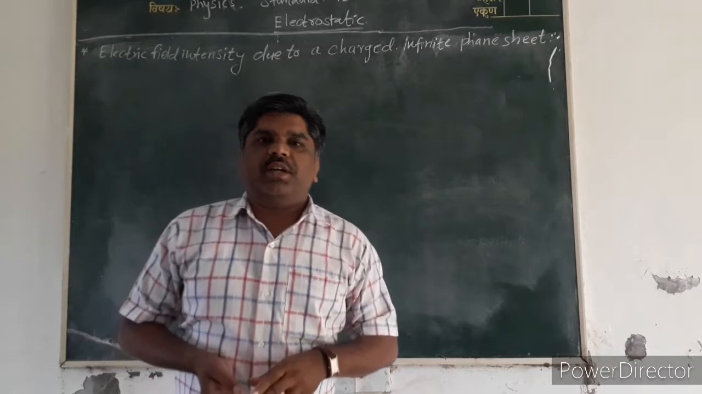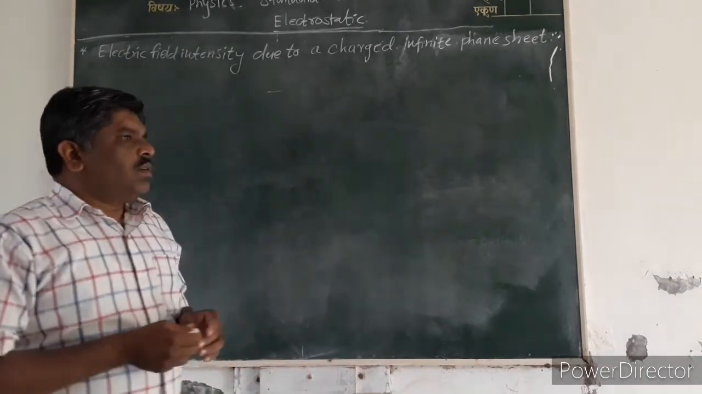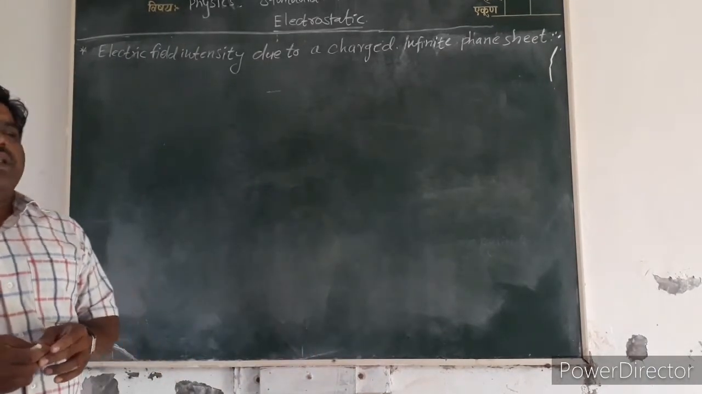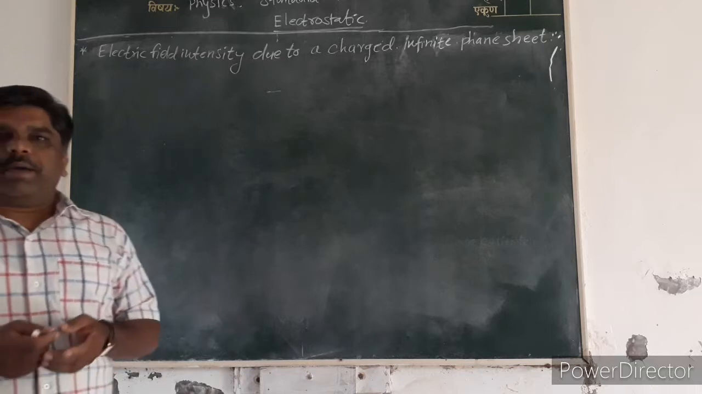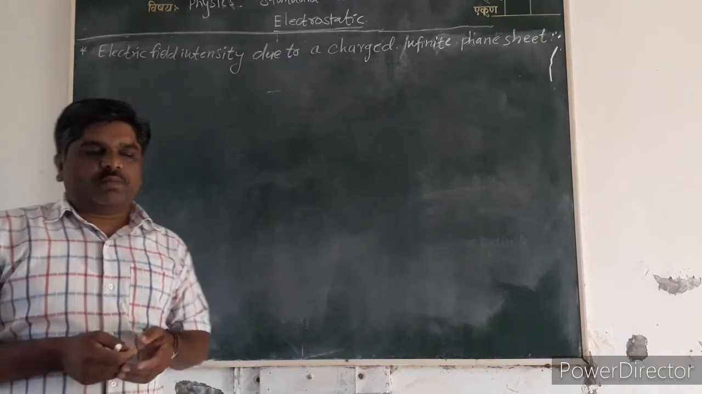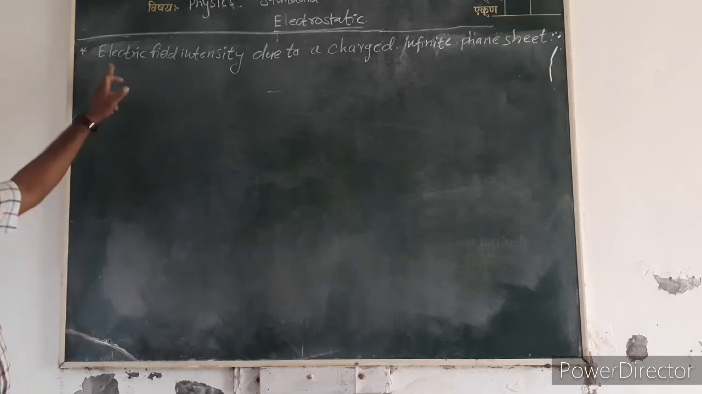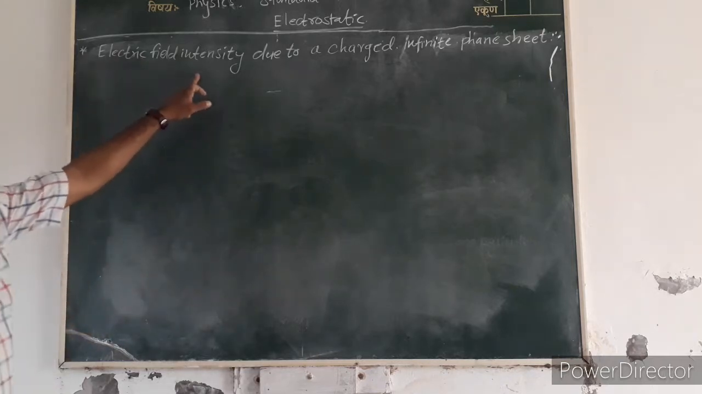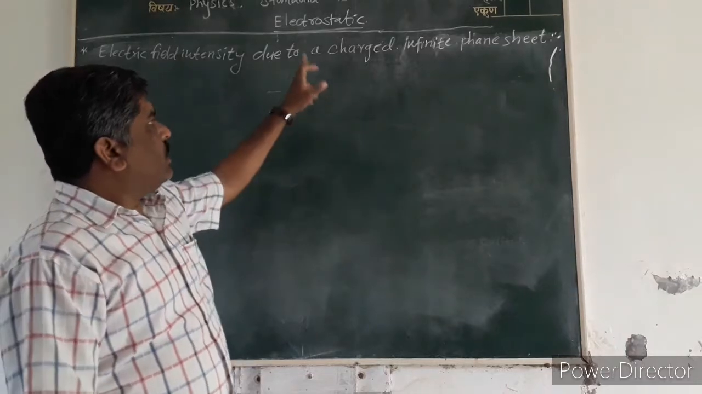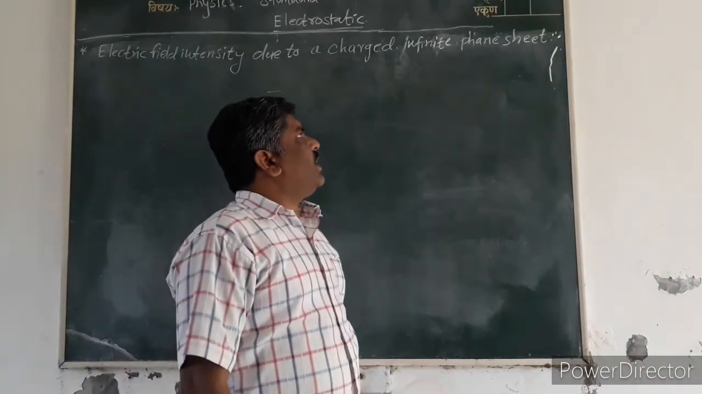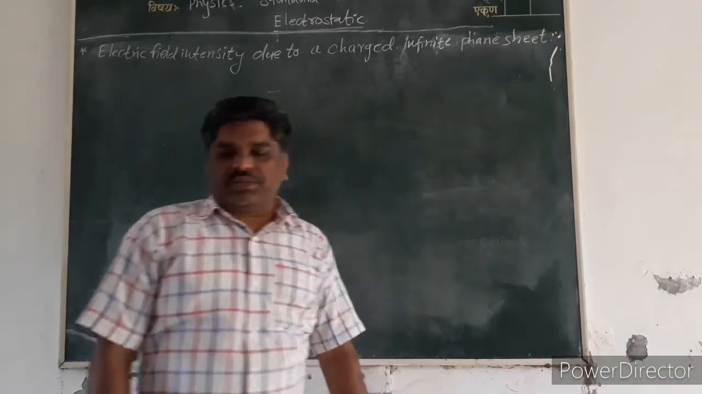नमस्कार विद्यार्थी मित्रांनो, आज आपण गॉस थेरमचं ॲप्लिकेशन नंबर 3, ॲप्लिकेशन ऑफ गॉस थेरम, ॲप्लिकेशन नंबर 3 that is electric field intensity due to a charged infinite plane sheet.